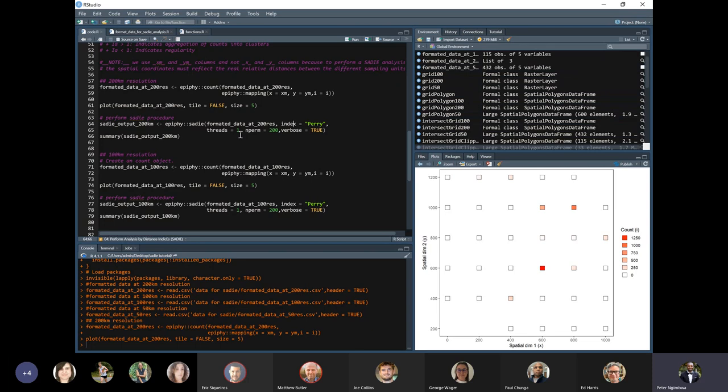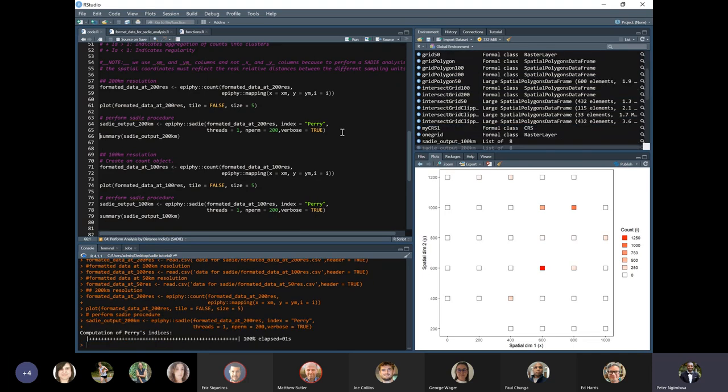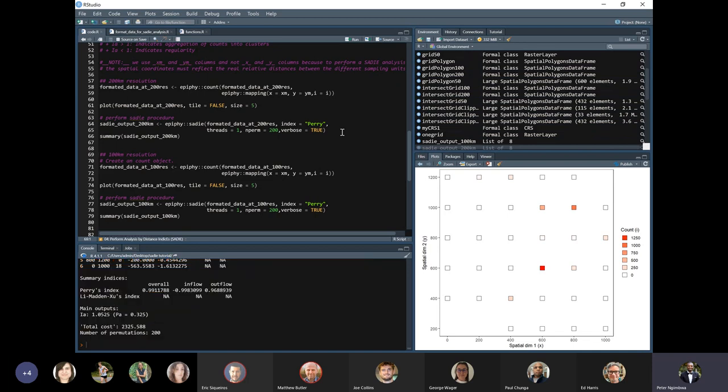But if, for example, you have a smaller unit scale and a large data set, you can run your code on multiple threads so that you speed up the process. And NPM is the number of permutations, which is how many times you want the simulation to randomly run to determine your SADIE index. If you click, you see it's very straightforward and easy, and you can see the summary of your results.